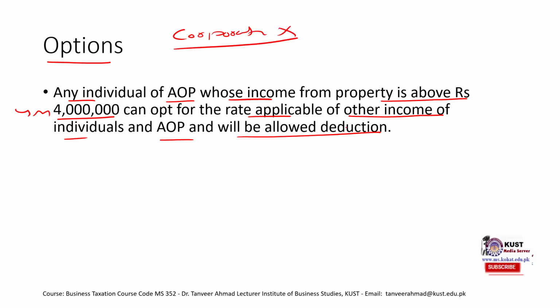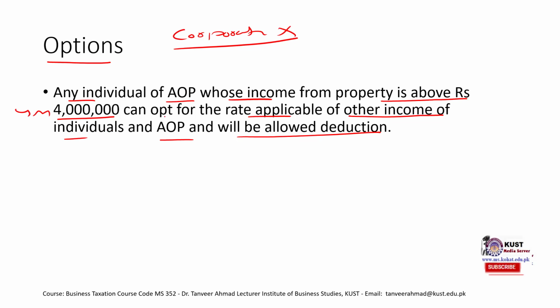So not allowed for corporation. Now what this rule says is that if someone's income from property, rental income from property, it's just the income from property, not the income from salary or the combined income of salary and property, is above 4 million or 40 lakh rupees, then they have an option either to pay taxes as an individual, as we discussed in previous slides, calculated as individual slabs, or they can deduct the deductions that are allowed as corporations, and the tax slab would be for other income of individuals.